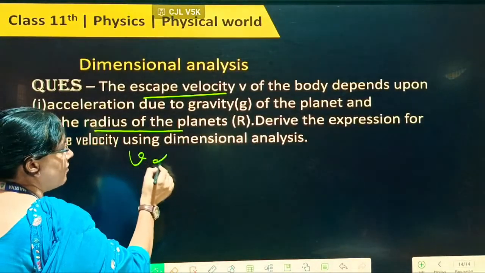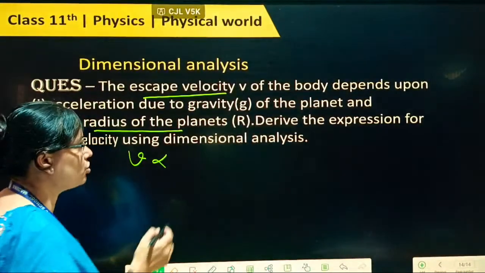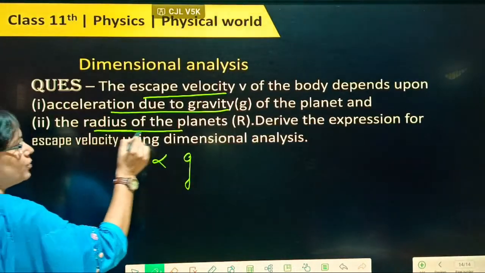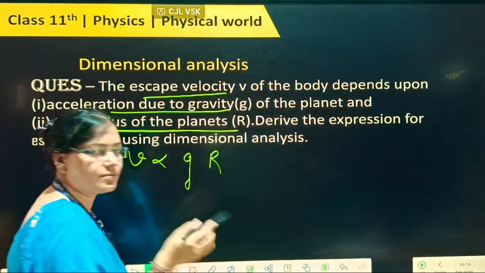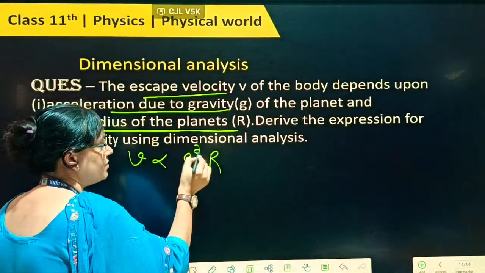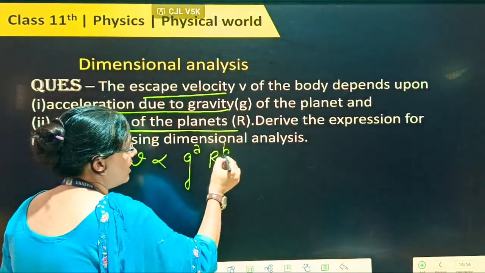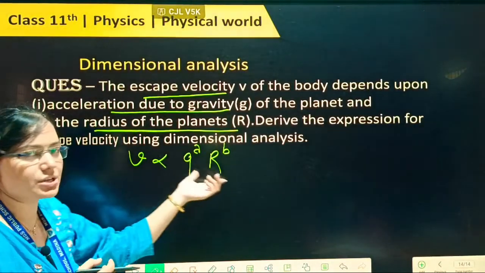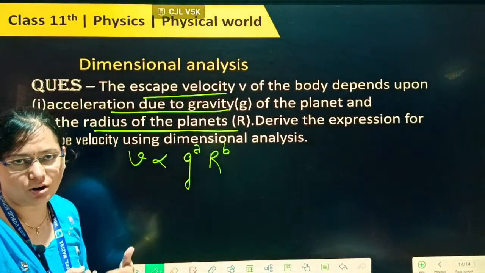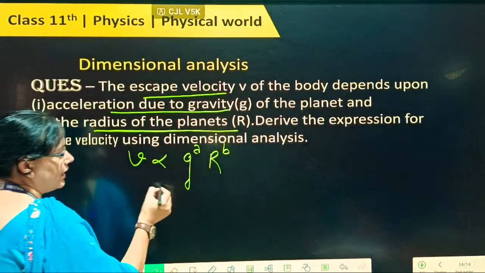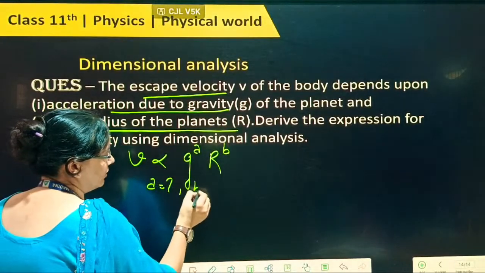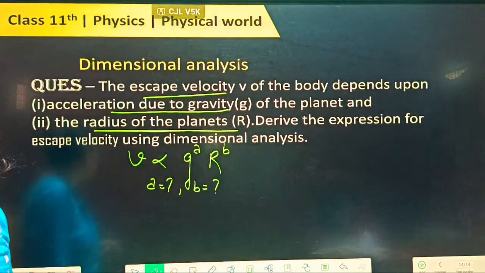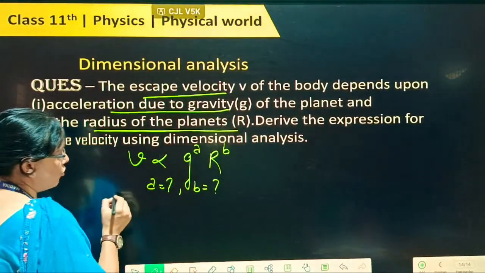In the question, the velocity is given. How does it depend on g, the acceleration due to gravity? Second, it depends upon the radius of the planet. We don't know how it depends, so here we take the power of g as a and the power of R as b. We have to find the values of a and b, whether it depends on the square or inversely, cube or not. If we can find the values of a and b and put them here, then the velocity will be there. Yes or no? So write the dimension formula for the velocity.